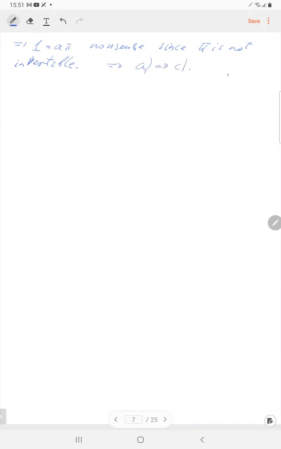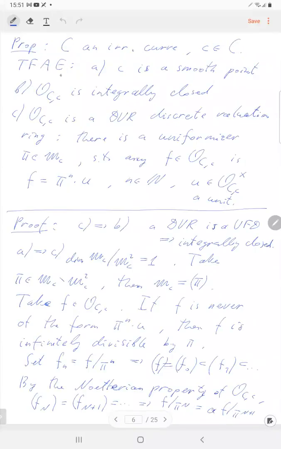Why can't f just not be divisible by pi? Because our maximal ideal, remember, let's go back. The maximal ideal was generated by pi, right? So if f is not divisible by pi, then f is out of this maximal ideal, and then it is invertible, right? It's a local ring, so everything that is out of the maximal ideal is invertible, right? And we allow n to be zero. Oh yes, certainly, yes, absolutely. Okay, thank you. Welcome.